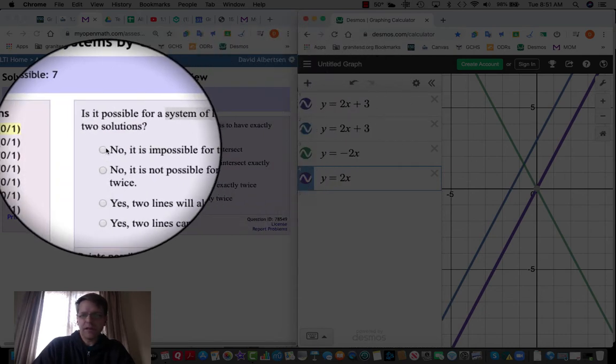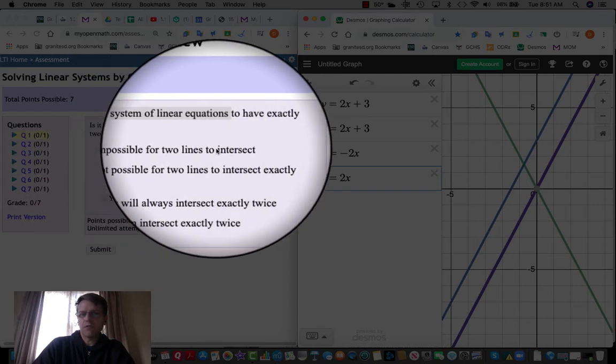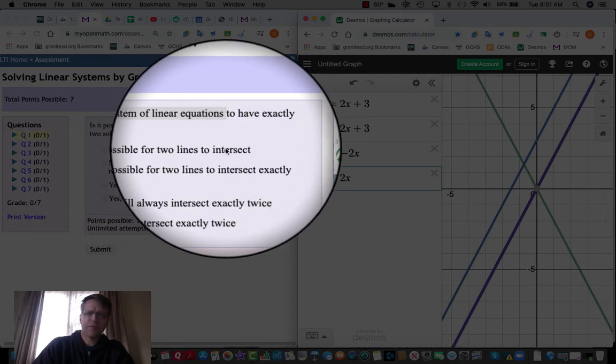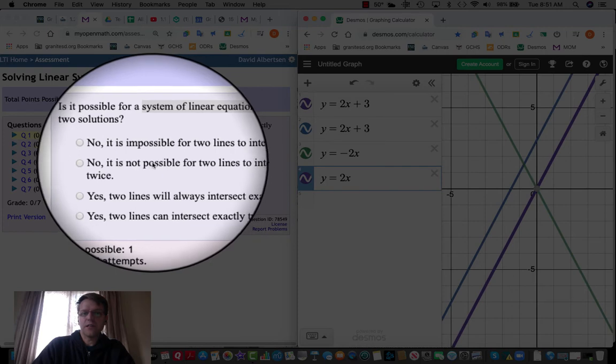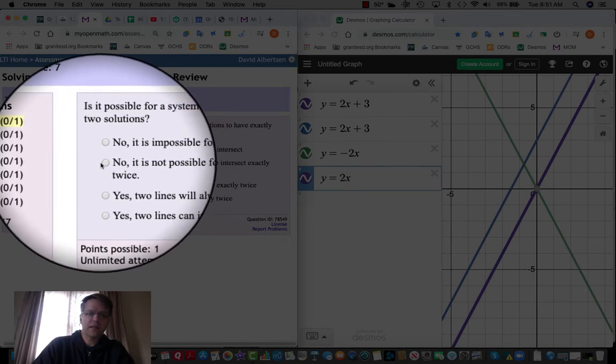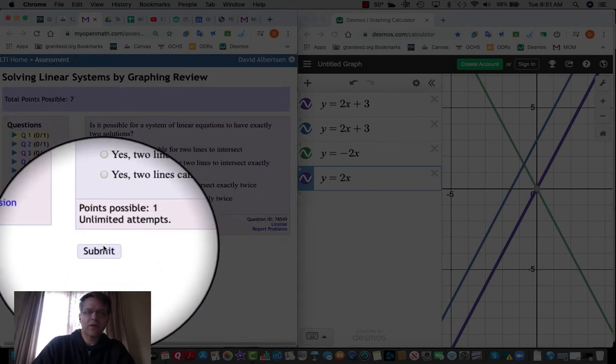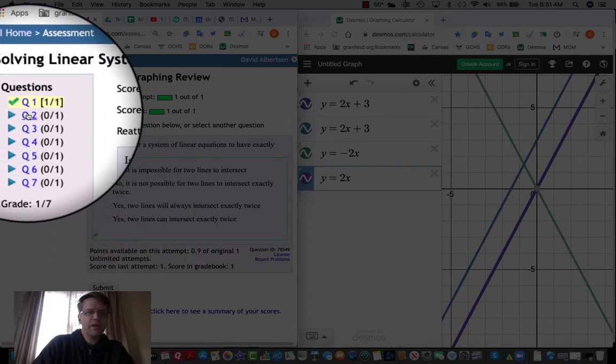So, is it possible to have two solutions? No, it isn't, but why? It's impossible for two lines to intersect? Oh, come on. Two lines can cross. That's not a problem. It's not possible for two lines to intersect exactly twice. Well, that's correct right there. Two lines can't cross twice because to do that, they'd have to bend in some way. All right, that's too much talking about that one.